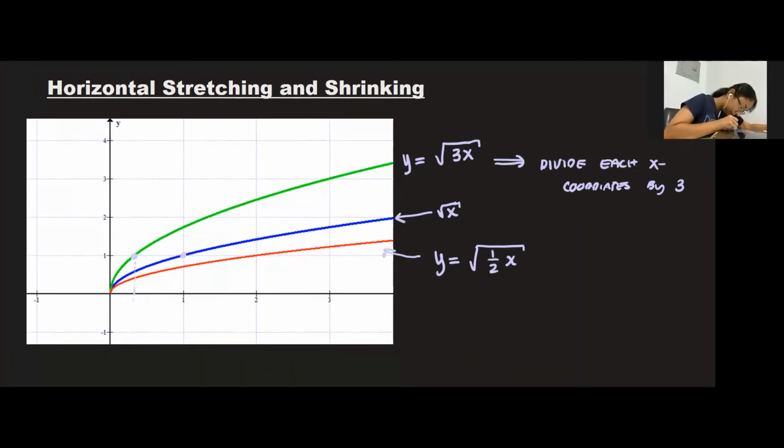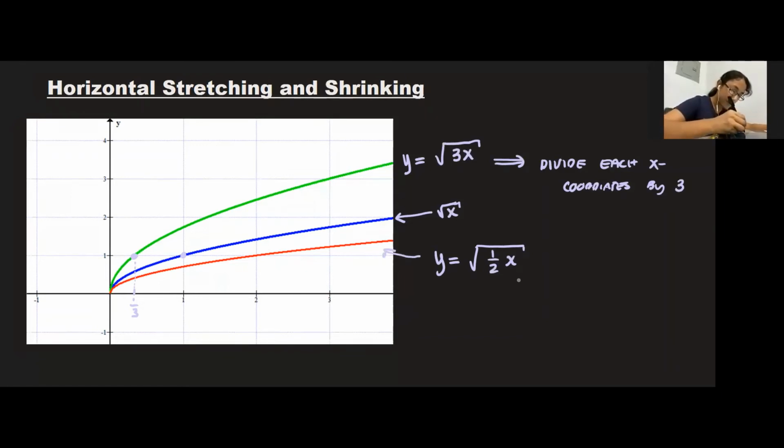So that's the x coordinate that's being shrunk horizontally by 1/3. And then if you want to graph another point, you can also do the same thing. But you can see that the green is a horizontal shrink by 1/3. Now let's take a look at the red one.